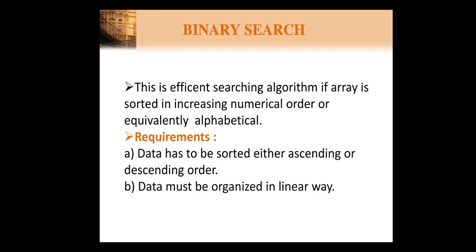Now, binary search has two requirements. What are these two requirements? The first requirement: binary search requires the data to be sorted either in ascending or descending order or in alphabetical order. If the data is not sorted, then it is difficult to carry out the binary search on the given data. It is not possible, we can say.